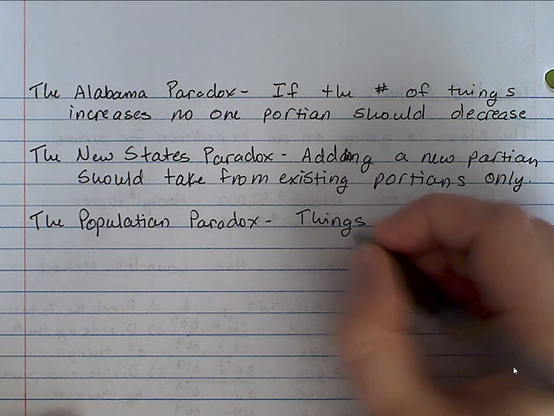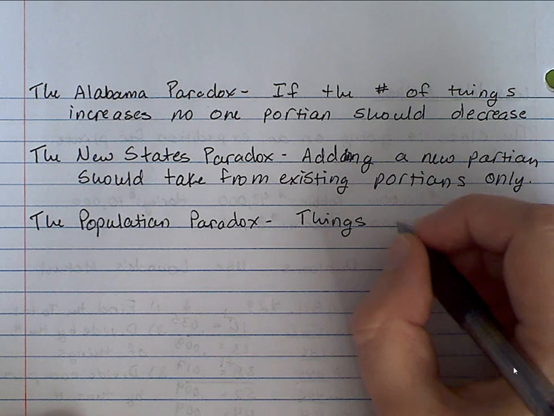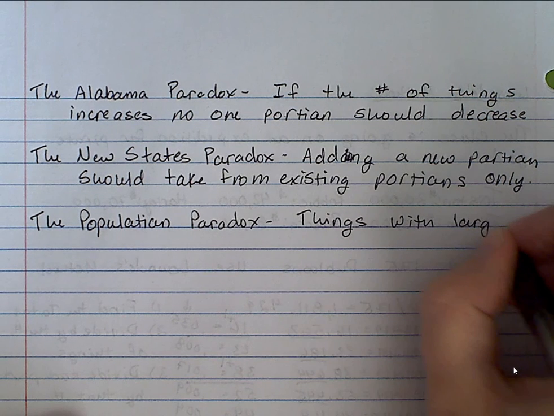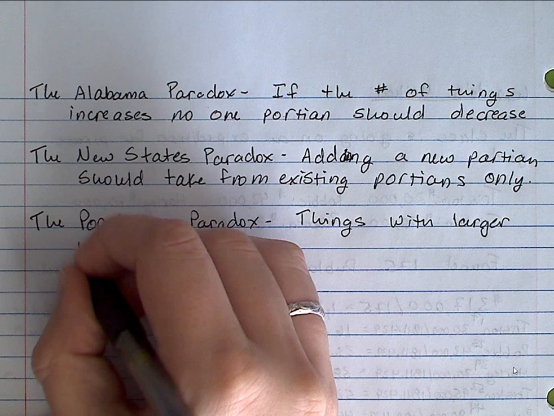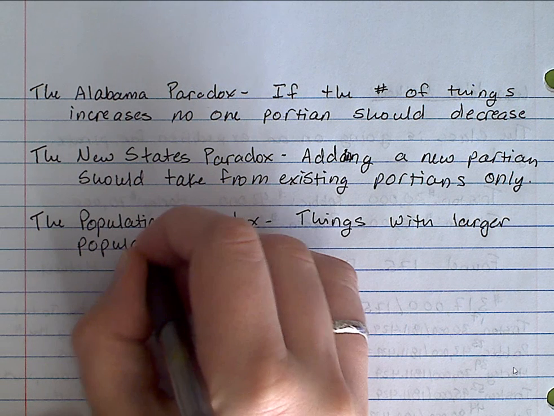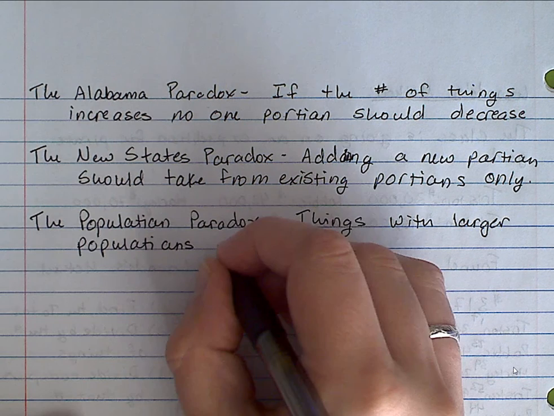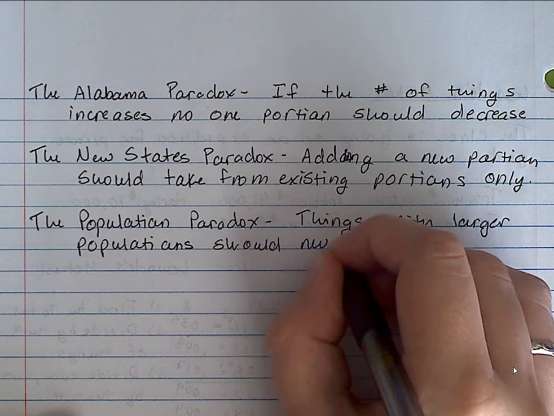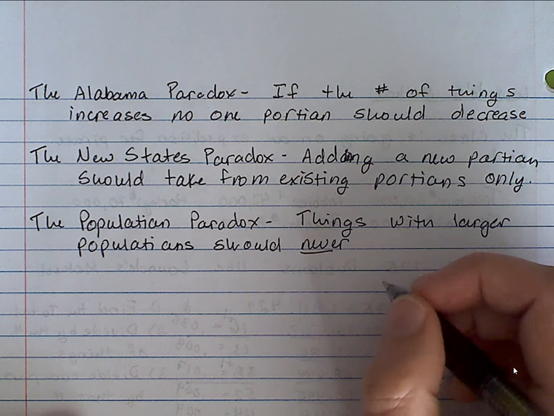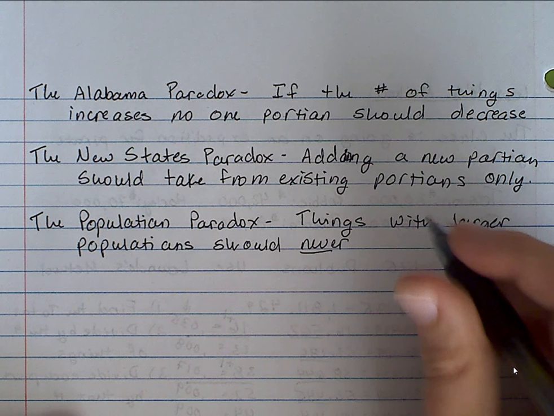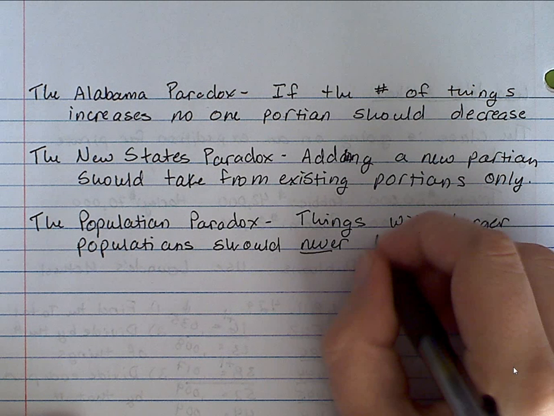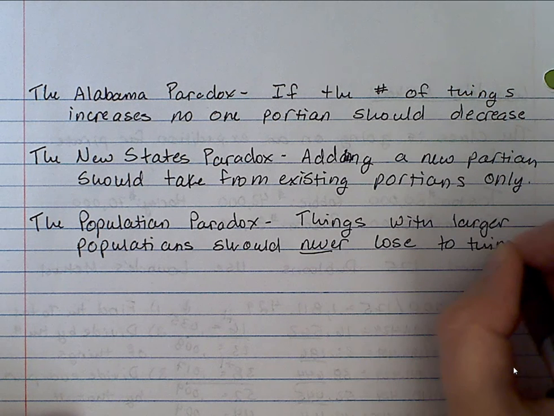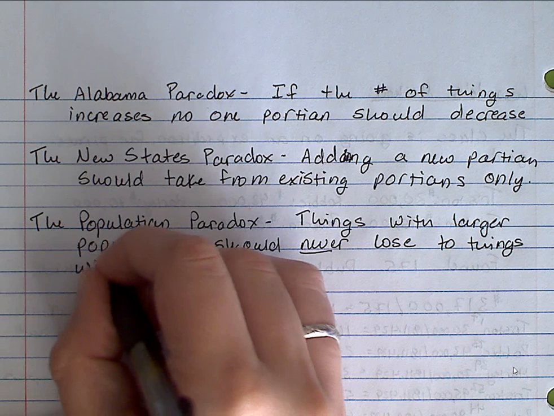Okay, so things with larger populations should get preference. Smaller populations should not.